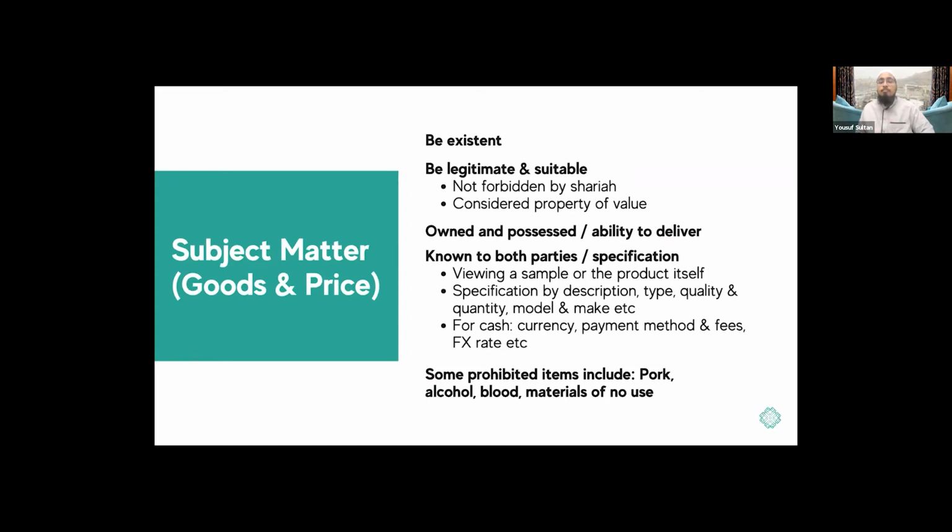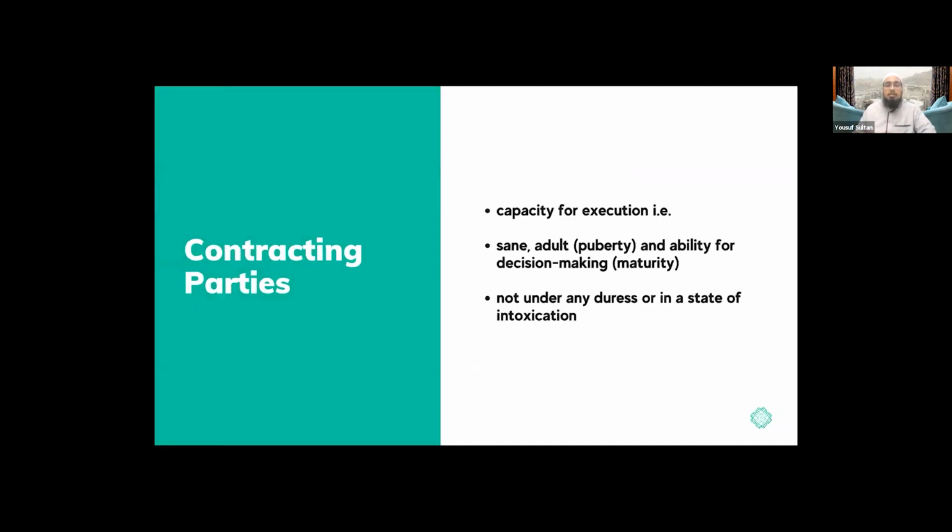Now, some prohibited items include, which I already discussed in the last slide, pork, alcohol, blood, materials, etc. So these are the basic conditions of the subject matter of a contract.